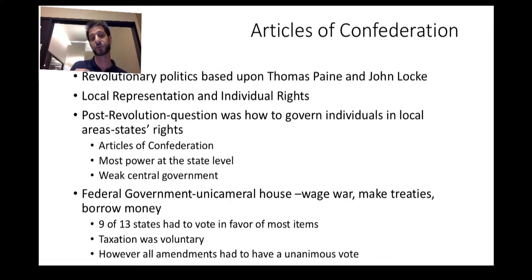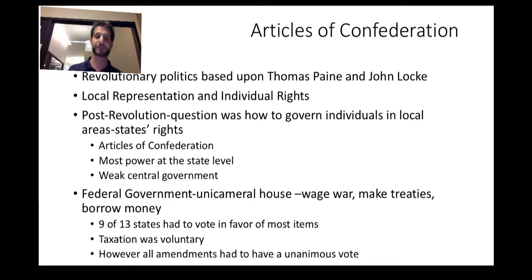And they passed the Articles of Confederation, which puts most power at the state level, the very weak central government. The idea, again, being that states are going to run things best. This will protect individual rights. So the federal government was a unicameral house, meaning one house. They would wage war, make treaties, and borrow money.